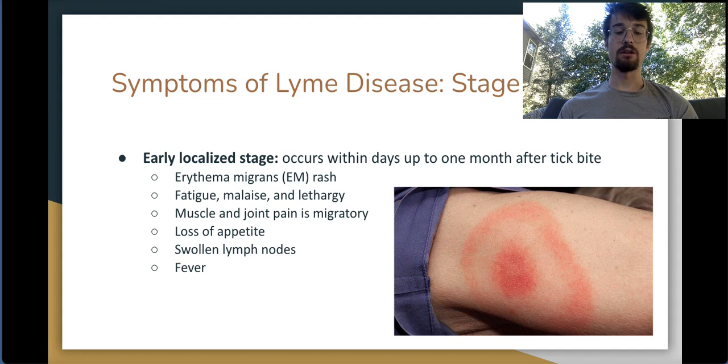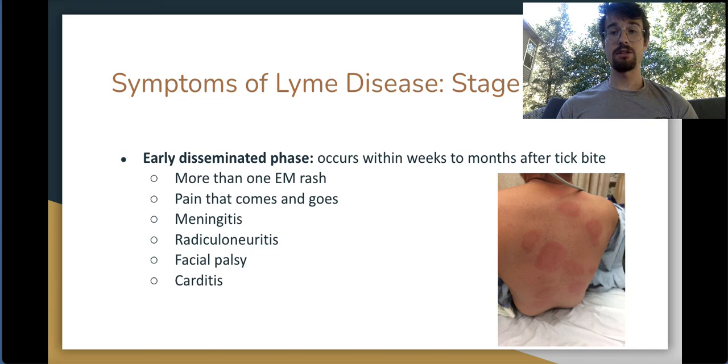Fatigue, malaise, and lethargy, which can feel like the flu. Migratory muscle and joint pain, meaning it will affect different places on the body on different days. Loss of appetite, swollen lymph nodes, and fever. Stage 2 is known as the early disseminated stage, which occurs weeks to months after the tick bite.